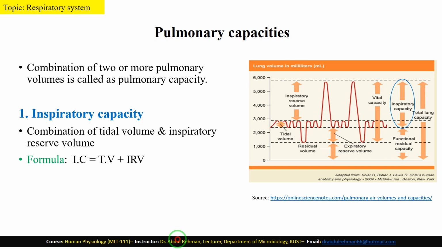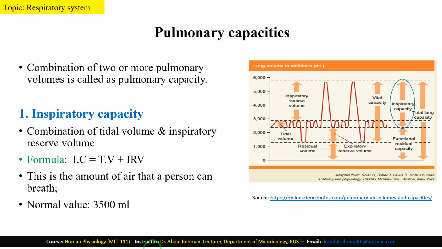This is the amount of air a person can take in during a breath, and its normal range is 3500 ml, because the tidal volume is equal to 500 ml and inspiratory reserve volume is equal to 3000 ml. By putting their values into the equation, we get a value for inspiratory capacity, that is 3500 ml.